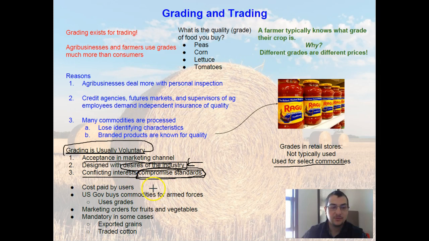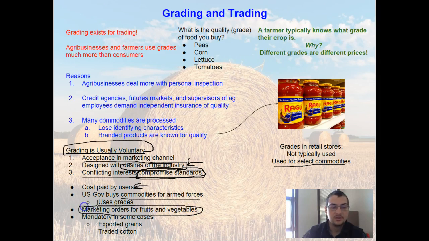So, because it is voluntary, most of the costs are usually paid by the users, meaning those that are requesting that grading scheme. Now, in some cases, the government does mandate different grades. One of the times that occurs is when the United States buys commodities for the armed forces. And whenever that happens, they often use grades. We saw this very prevalent in World War II. Oftentimes, whenever you have marketing orders for fruits and vegetables, they'll require grades.